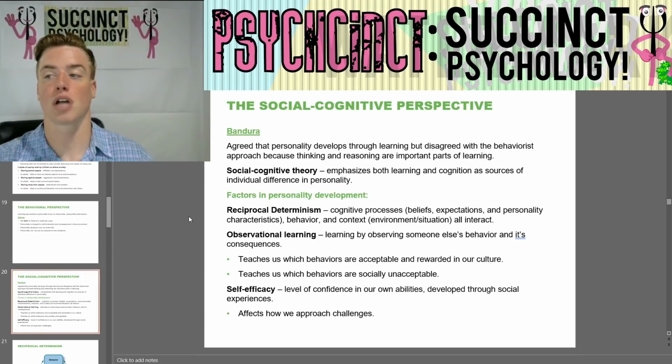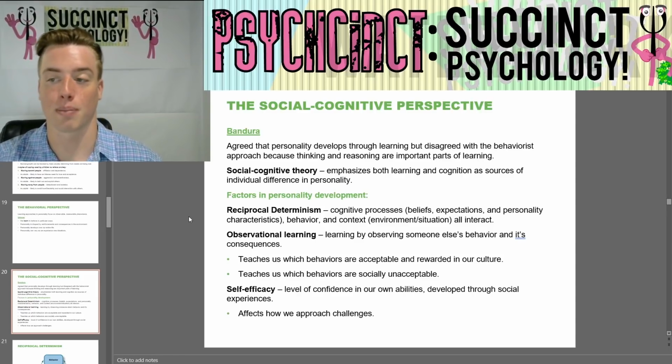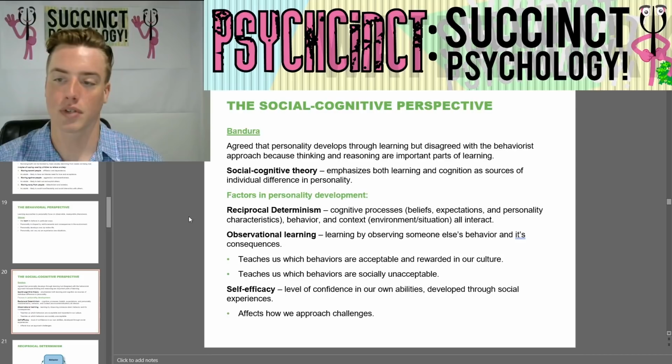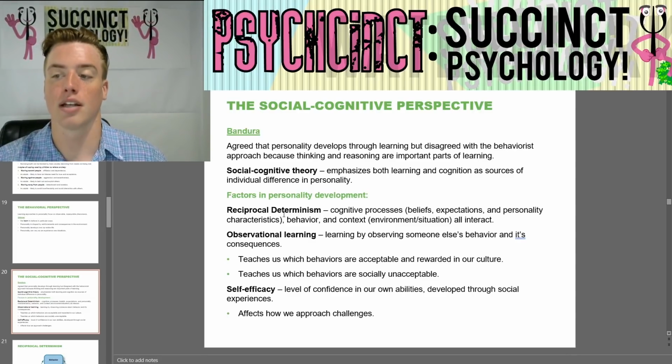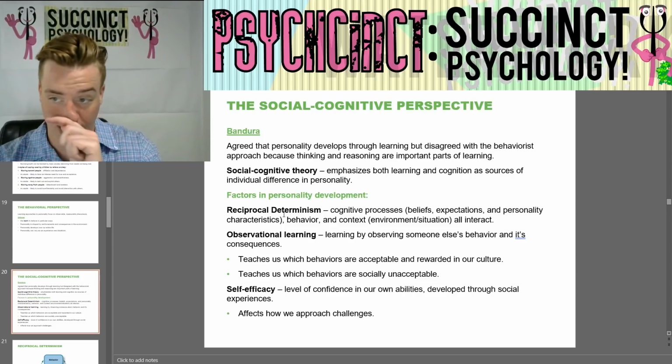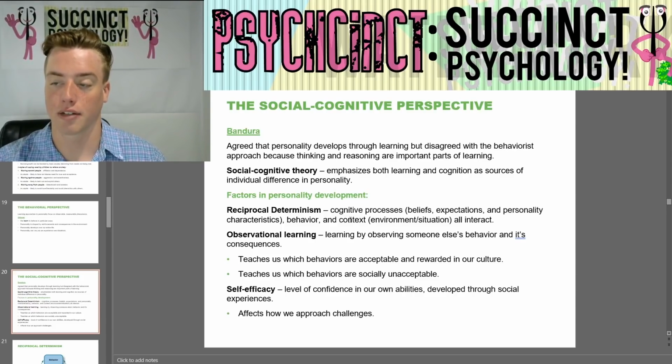So, the social cognitive perspective. Bandura agreed that personality develops through learning, but disagreed with the behaviorist approach because thinking and reasoning are important parts of learning. Now, the social cognitive theory emphasizes both learning and cognition as sources of individual difference in personality. Factors in personality development: reciprocal determinism, so cognitive processes, beliefs, expectations, and personality characteristics, behavior and context, so environment or situation, all interact. Now, observational learning is learning by observing someone else's behavior and its consequences. This teaches us which behaviors are acceptable and rewarded in our culture, and which behaviors are socially unacceptable.